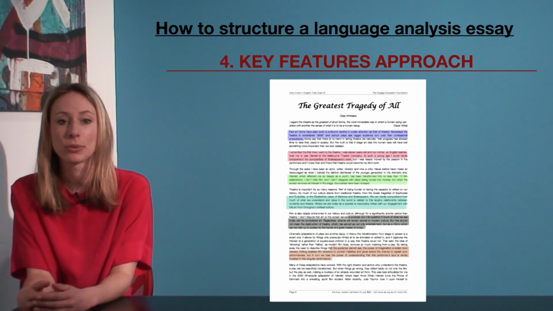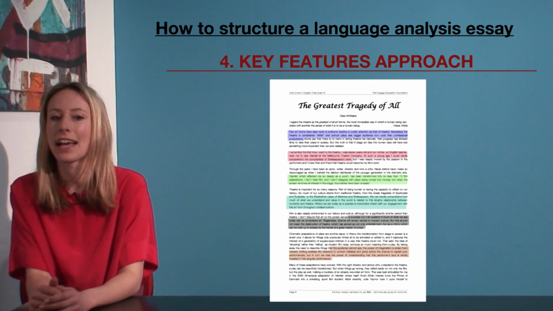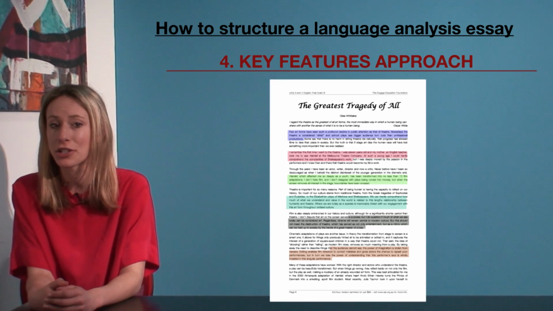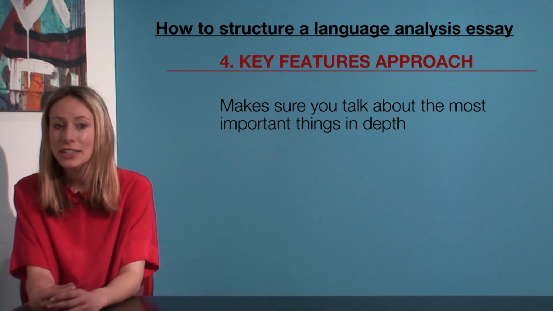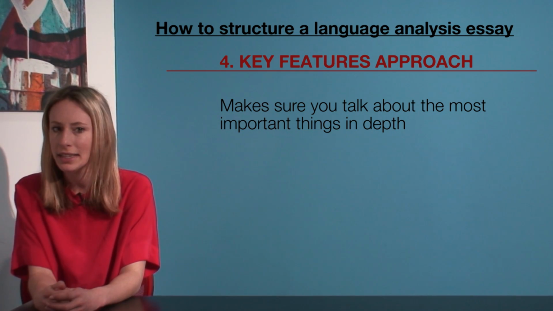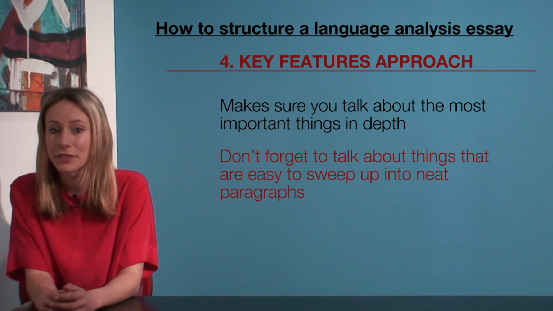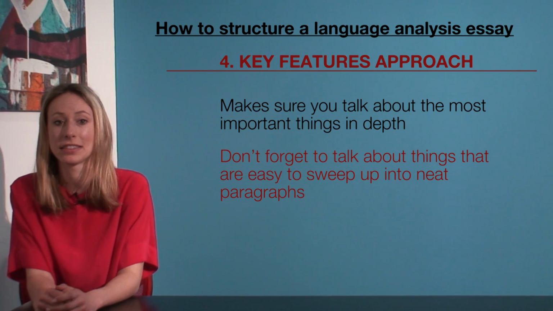4. Key features. Finally, I will explain the key features approach. This structure is similar to an argument-based approach. Essentially, you look for the things that really stand out about the piece and pull those out for discussion. This has the advantage of making sure you talk about the most important things in depth, allowing you to disregard lesser techniques. Be careful with your choices though. You need to make sure you don't forget to talk about things that are easy to sweep up into neat paragraphs. Be comprehensive in your analysis.